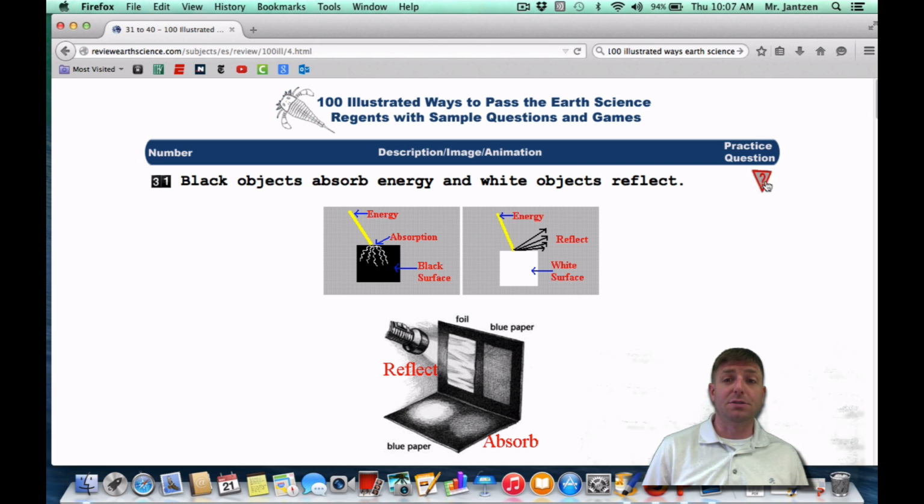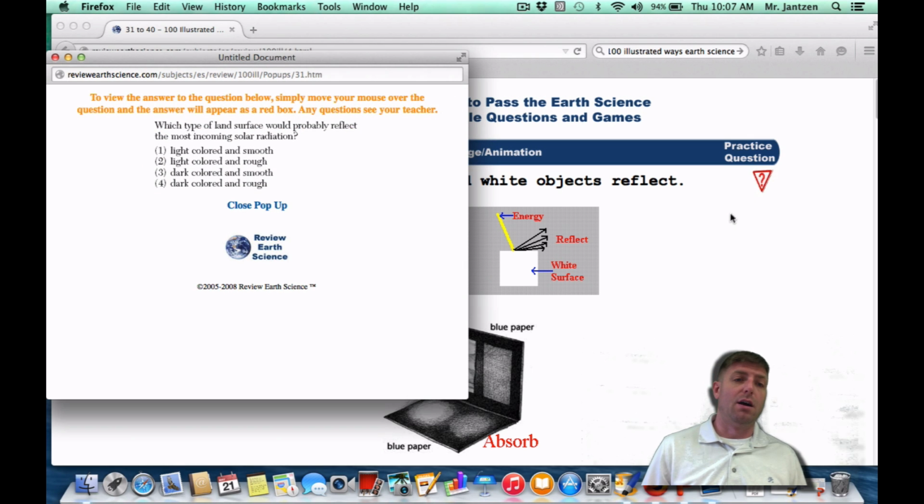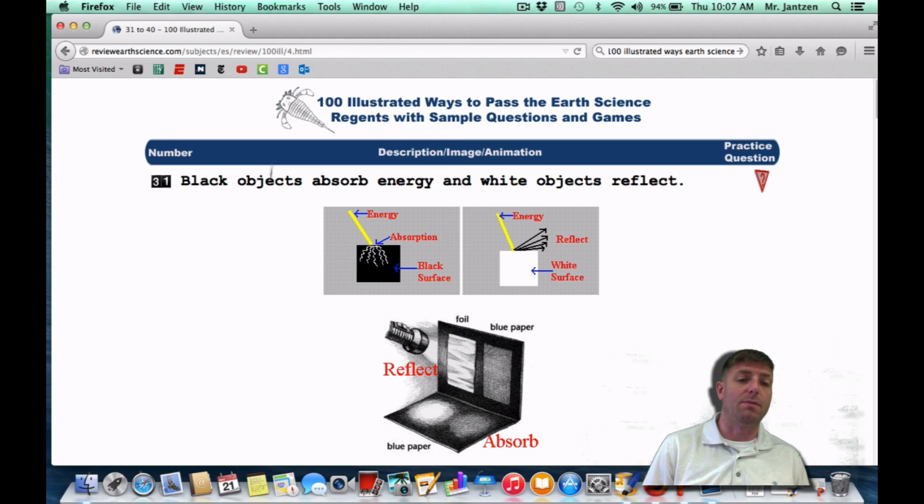If you were to see this as a Regents question, it may look something like this. Which type of land surface would most probably reflect the most incoming solar radiation? The keyword being reflect. So you're looking for something that is either white or light colored, and you want something that is smooth, okay? Once again, dark and rough would actually have a lot more surface area, and that would absorb it, but we wanted reflection there, so that's why it's number 1, okay?